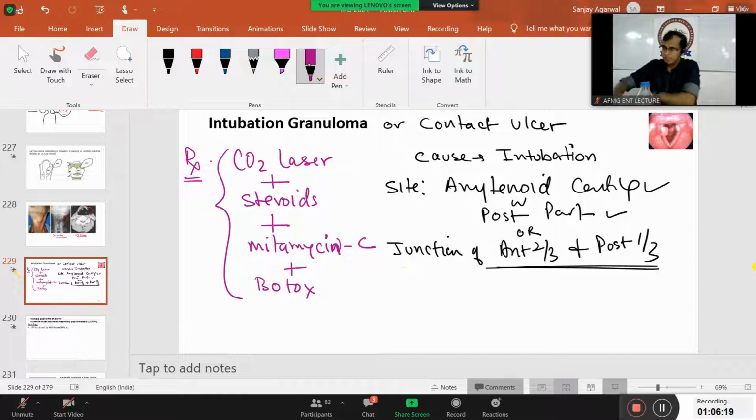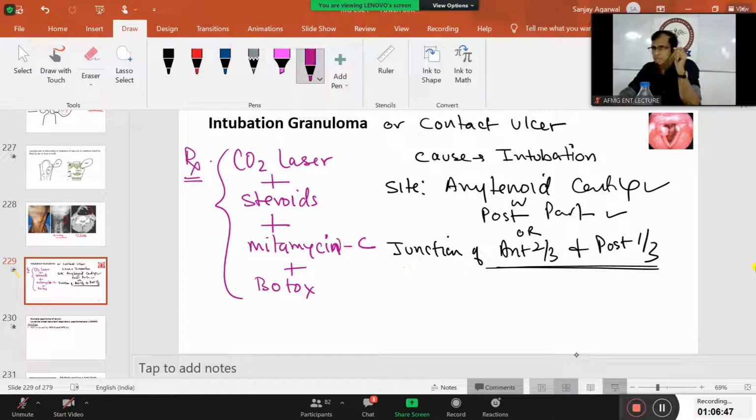And there's something plus also. You know what is that last plus? Pray. Pray to God, because even after these four it does not get better. What it means is, even after doing all these things, you cannot be sure. So sometimes the prayer is going to work. It's difficult to treat intubation granuloma despite so many things.